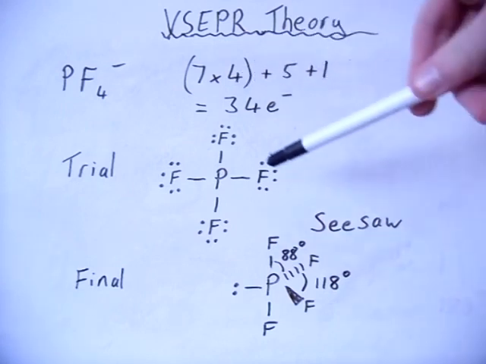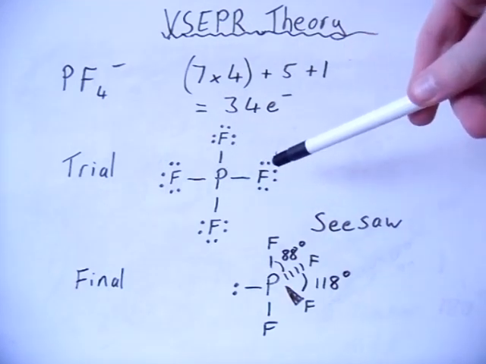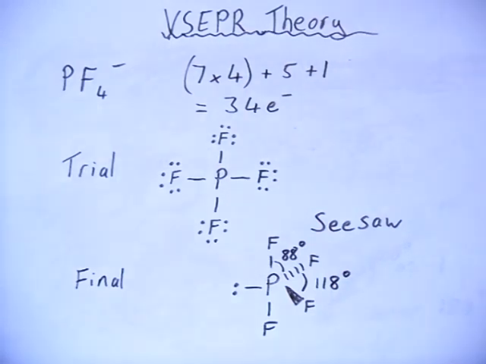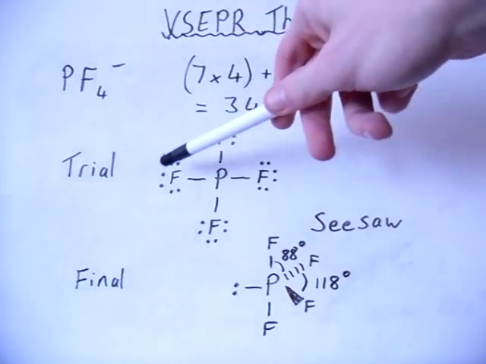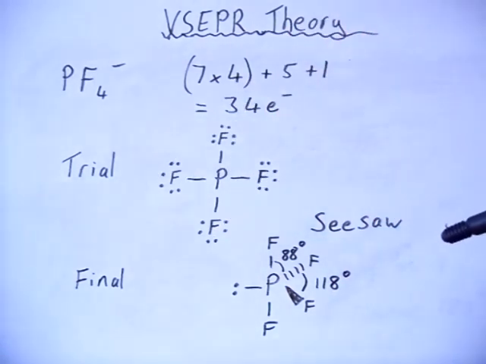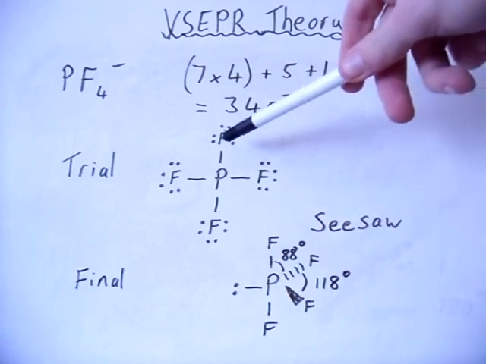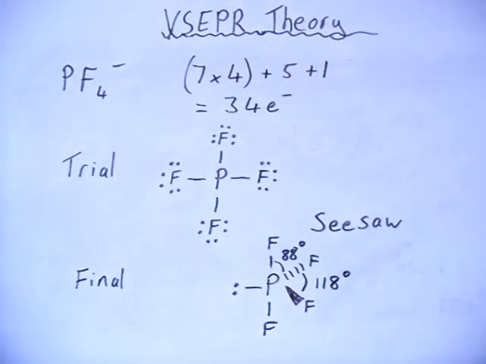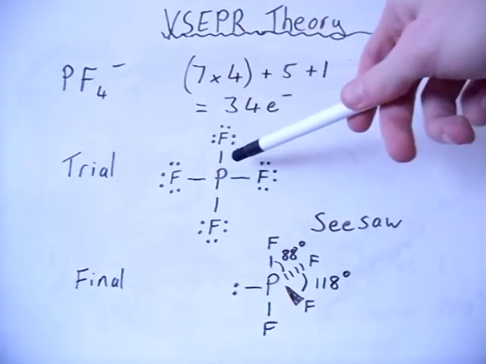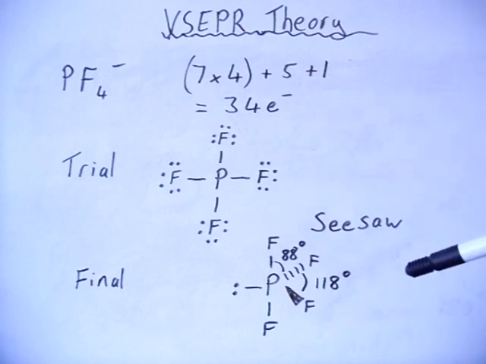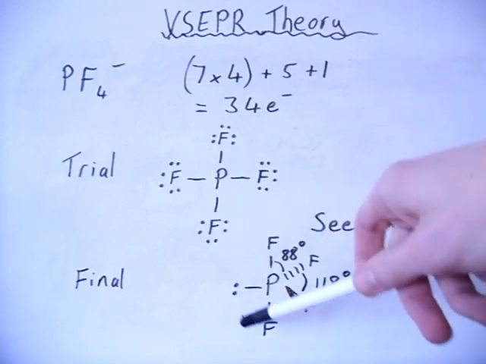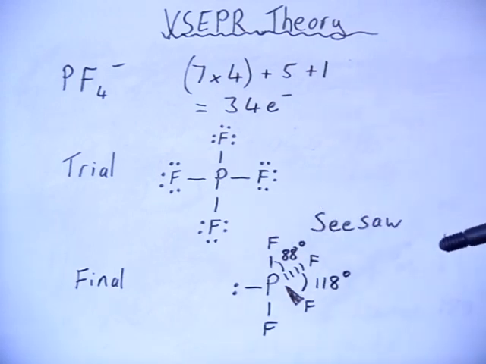Now again, the trial structure: phosphorus I'm going to stick in the middle, as it can form the most bonds. I'm going to form 1 bond to each of the fluorines on the outside. Fluorine needs to meet the octet, so I've added enough electrons to put each of those up to an octet. If you count these up, 8, 16, 24, 32, then I've still got 2 electrons spare. Those 2 electrons get added onto the central atom, so this is where they appear here. The final structure is a seesaw structure.